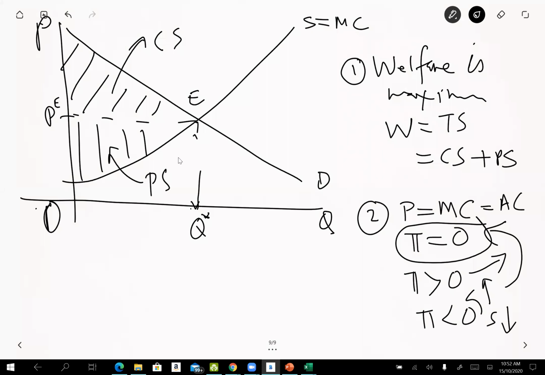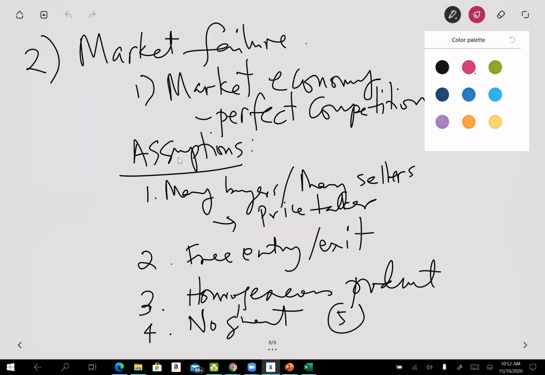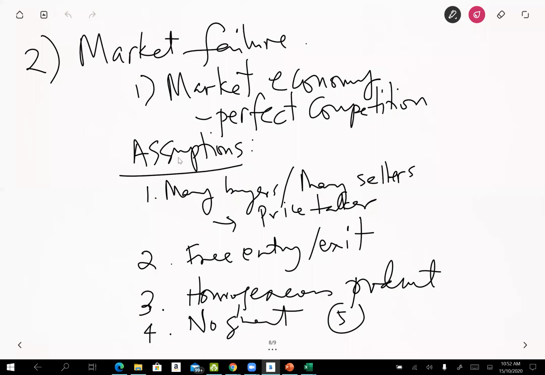Now, the market doesn't always work, because if you look at the assumptions, they are quite restrictive. The assumptions say you have to have free entry, free exit, so many buyers and so many sellers, and a homogeneous product. So it's quite restrictive. When that doesn't happen, you will have a market failure.